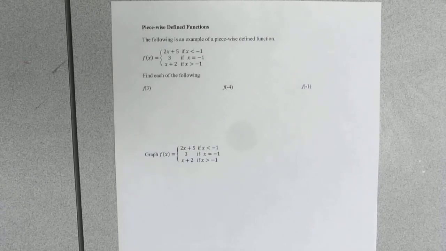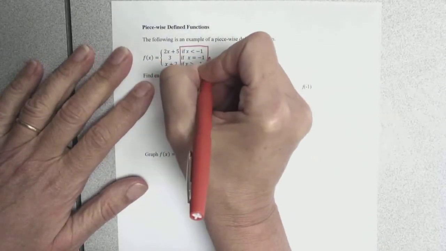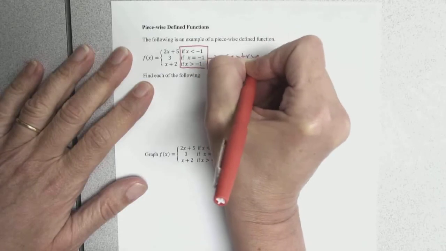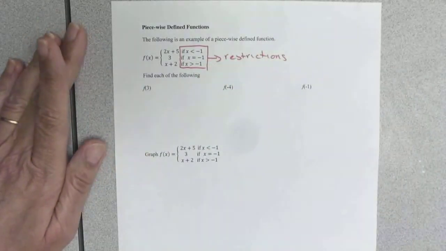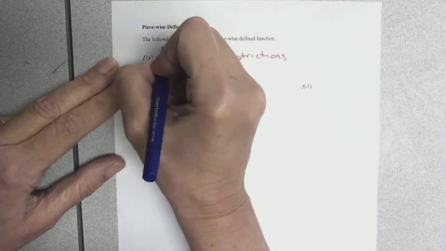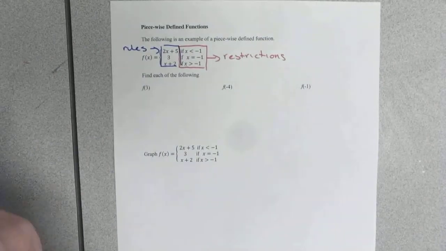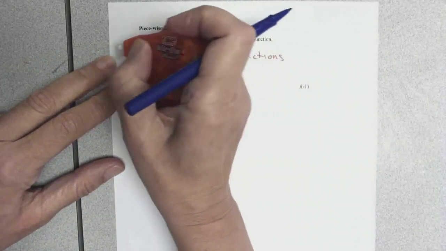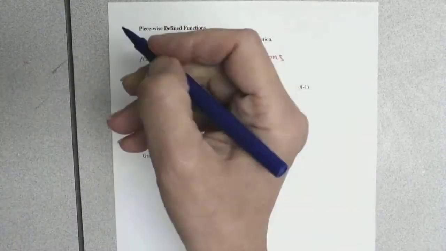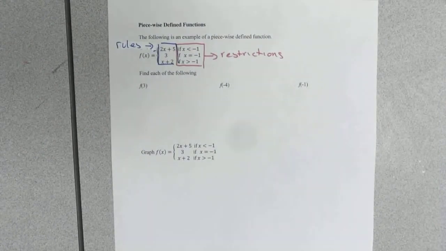The parts after the if, those are called the restrictions. And they tell you when to use each rule. The 2x plus 5, the 3, and the x plus 2, those are our rules. It's not quite legible, so we'll use some whiteout tape. And if you haven't already noticed, I use lots of whiteout tape. That's just something you'll have to get used to. So again, a little algebra review, how to work with these things.